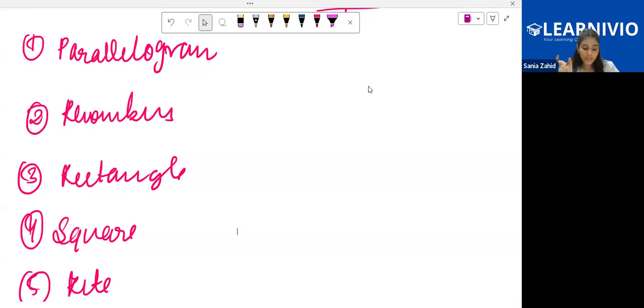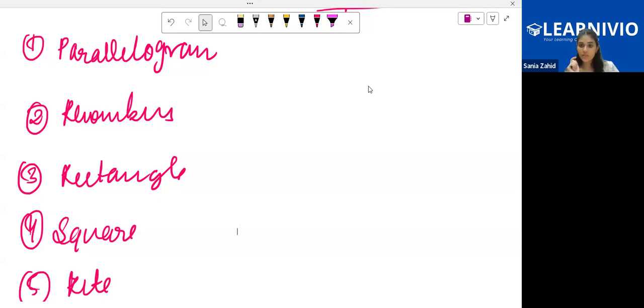What is the basic property? First is sides. The opposite sides are equal, opposite sides are parallel. And what about angles? The opposite angles are equal. And diagonals, very importantly, bisect each other. Just bisect or perpendicular bisector? Just bisect. I taught you in the previous class as well.